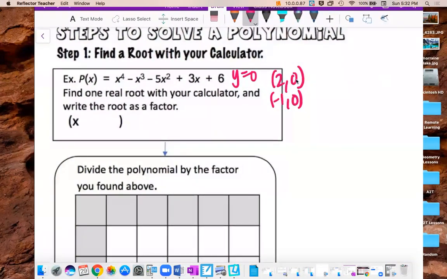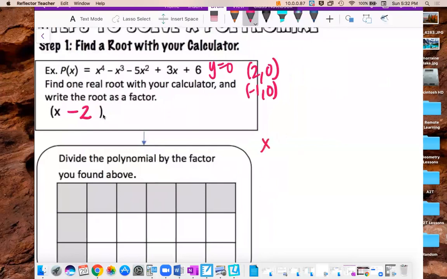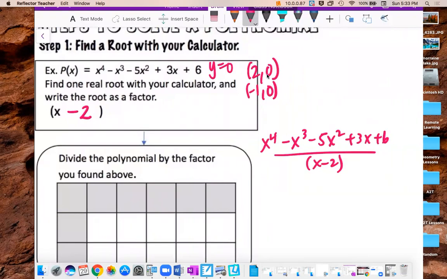So if (2, 0) is my x-intercept, remember, to get the factor, we just switch the sign. So x minus 2 is the factor that goes with it. So now what you're going to do is take this polynomial and divide by this factor. Now, since it's a factor, it should divide in evenly. So basically what we're doing is taking this polynomial and dividing by the factor that we know should go in nicely because it is one of the solutions or one of the roots to this polynomial, okay?